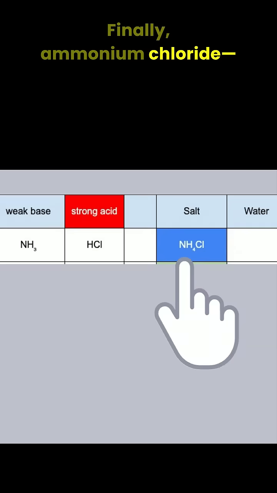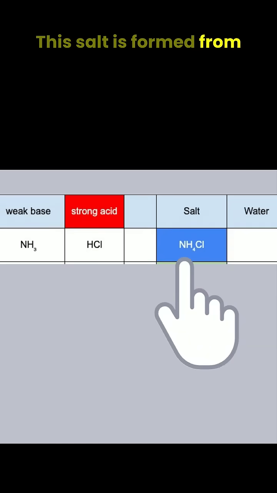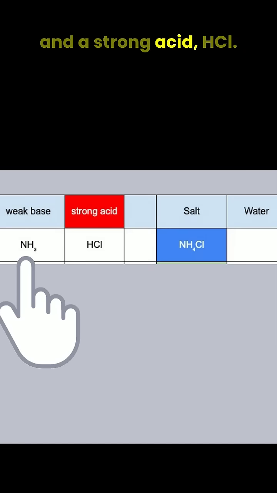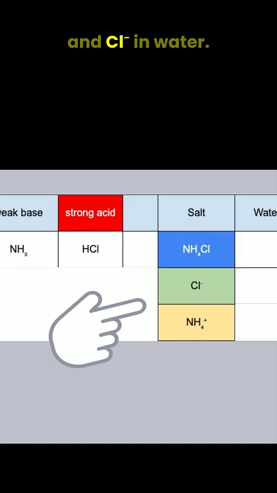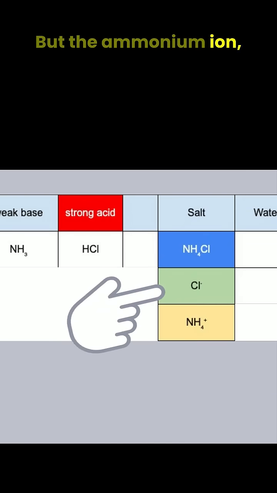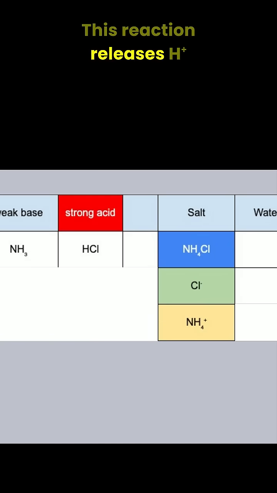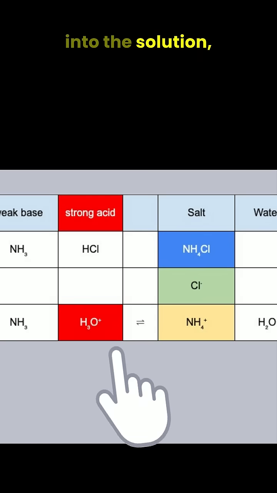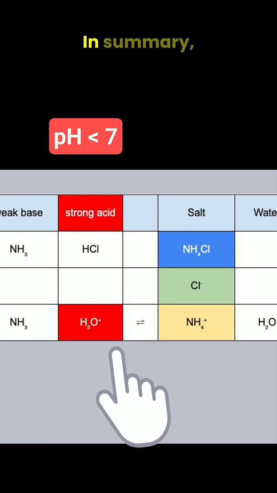Finally, ammonium chloride, NH4Cl, is an acidic salt. This salt is formed from a weak base, ammonia, and a strong acid, HCl. It dissociates into NH4+ and Cl- in water. Again, the chloride ion is a spectator, but the ammonium ion, NH4+, can donate a proton to water. This reaction releases H+ into the solution and forms hydronium ions, making it acidic. Thus, salt from a weak base hydrolyzes in water too and makes it acidic with a pH less than 7.